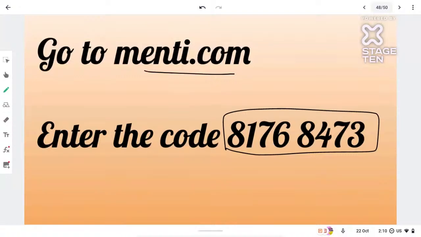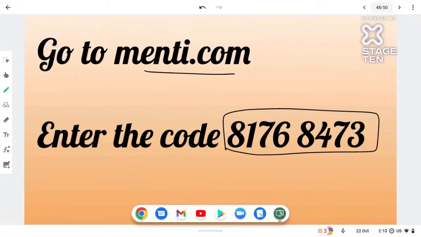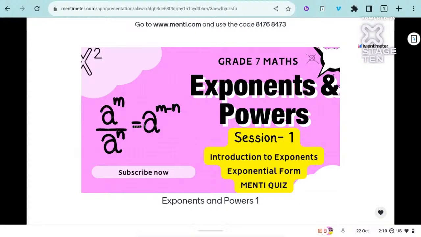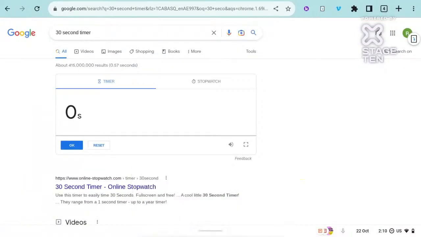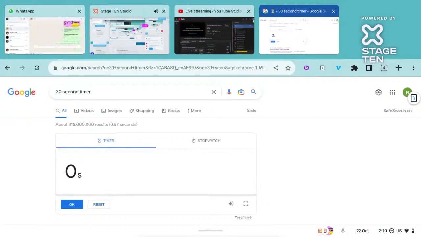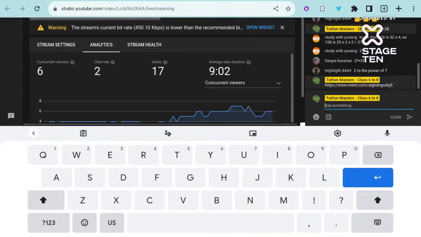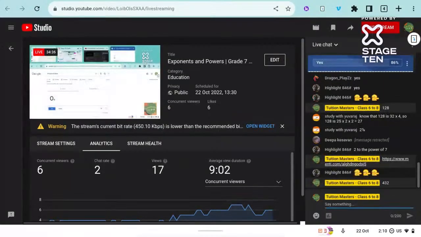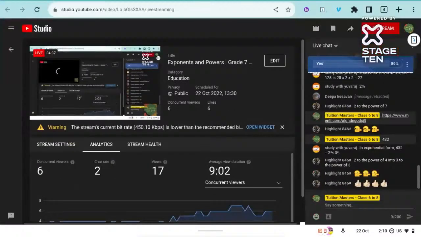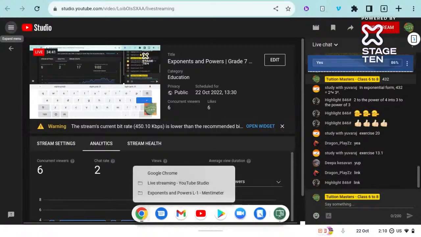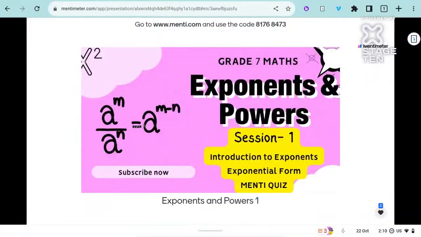8473. This is the code. Okay, students, I'm sending the link. 1 minute. 81768473 is the code. Now time for the link. I'll send you the link also. Yeah, Yuvraj has also sent it, you can use that. I will come back over here. Students have shared the link. Everyone can join. I've shared the link. I can see 2 of you have joined.